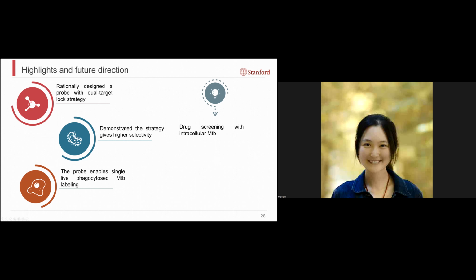Some future direction that we thought we could achieve is using this probe to do drug screening with intracellular Mycobacterium tuberculosis. As I mentioned before, understanding the drug behavior for MTB in the macrophages and in their innate environment is very important, and this is quite different from when you're doing drug screening in the test tube. Second, we want to achieve in vivo MTB labeling, specifically using zebrafish as the animal model to understand their in vivo behavior.